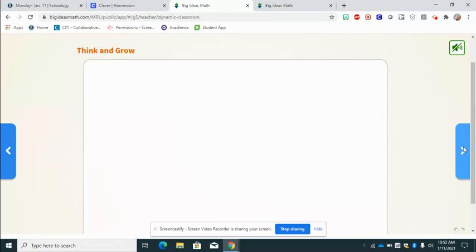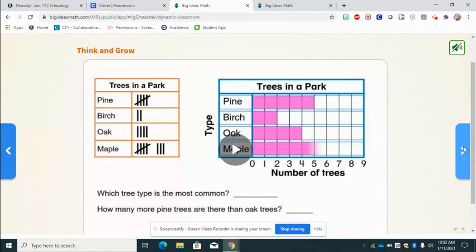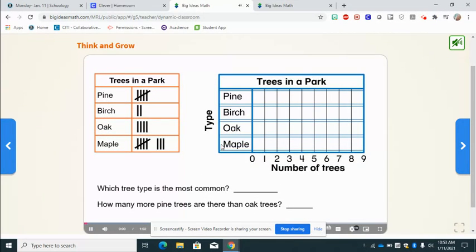Okay, now we're going to do our Think and Grow activity, which is on page 638 in your math books, and we're going to start at the top of that page if you want to follow along. This is charts of trees in a park. So we have a tally chart here, and we have a bar graph over here. And the trees are pine, birch, oak, and maple. So we're going to use the tally chart to fill in the bar graph.